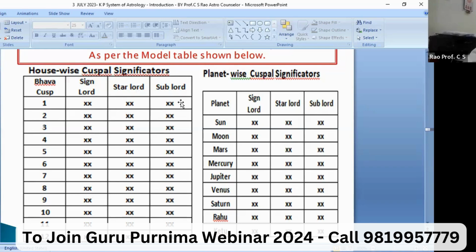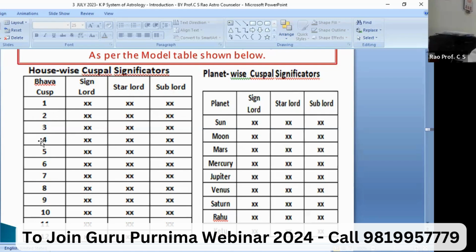Within the star, what is the sublord? This is out of the 249 subs. You have to put the sublord for all the bhavasputas. So every bhavasputa has a sublord that decides the nature of results of that bhava, whether the results of the first bhava are promised to the native or not, decided by this sublord of the first bhava.